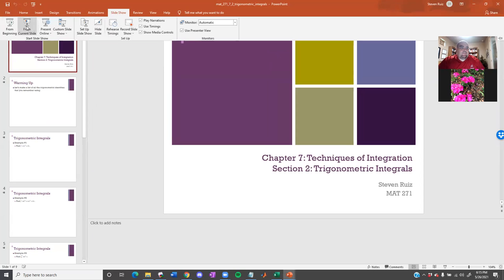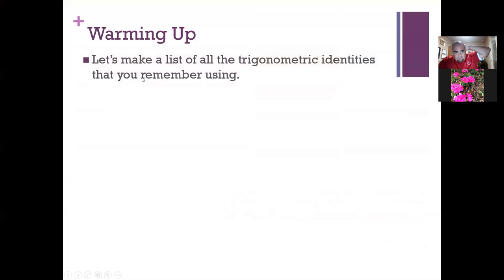Trigonometric integrals. And since they're going to become useful, let's start by taking an inventory of what we need. What trig identities are there that you remember using at any point? Even if you just remember what they were called, even if you don't remember all the details of those identities, what do you remember using in the past?